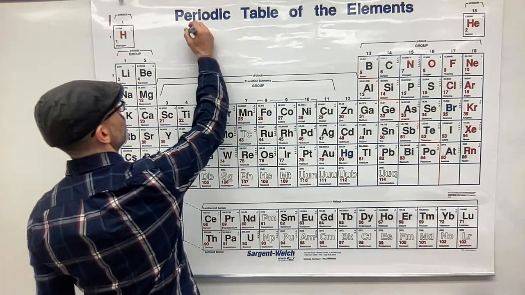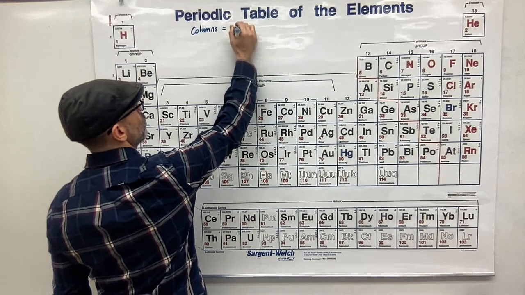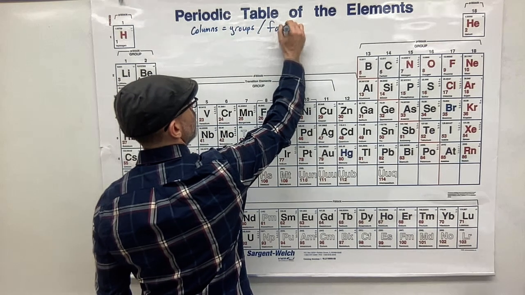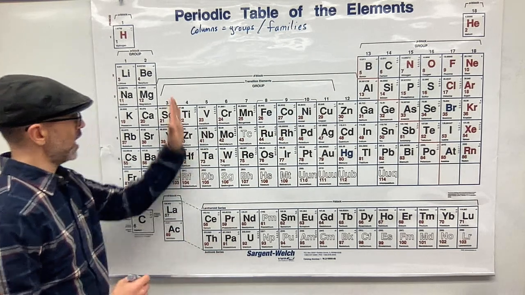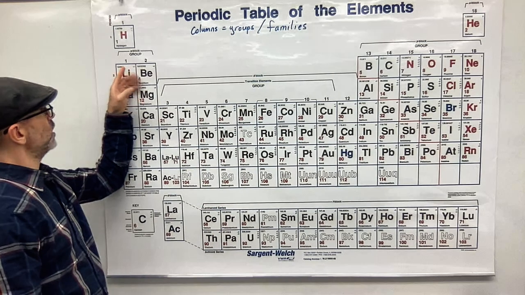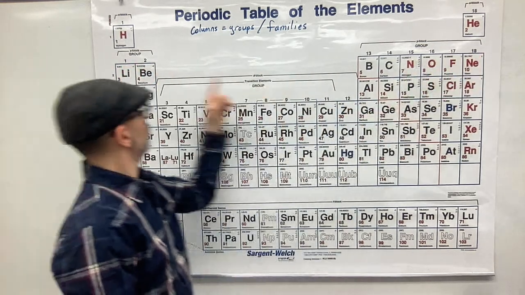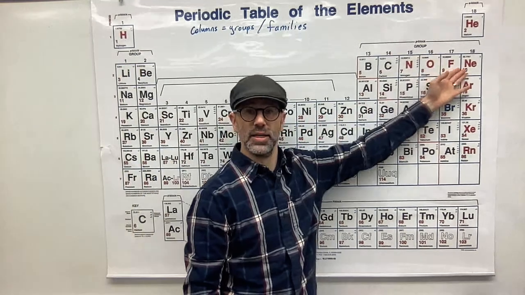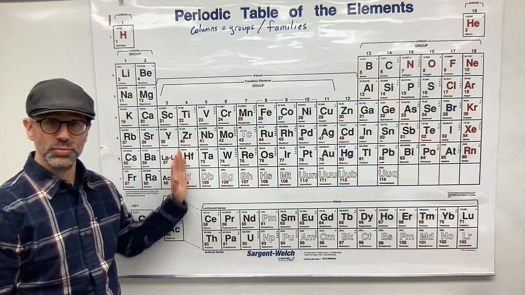So here, I'll write it up here. So columns, those we call groups or families. So groups or families, these are the columns. And each of the groups or families has a number. And you can see here that it's numbered 1 through 18, right? So 1, 2, 3, 4, 5, 6, 7, and all the way to 18. That is one way to number the groups or families.